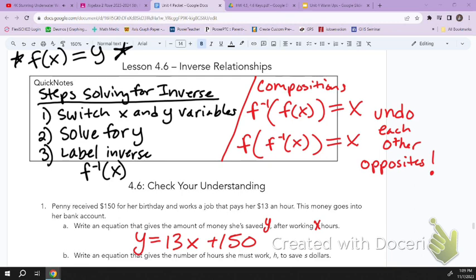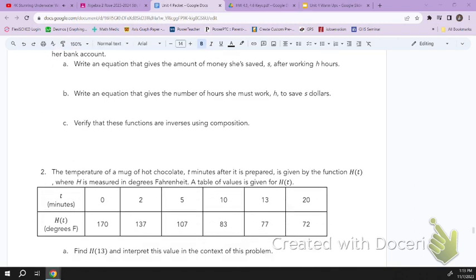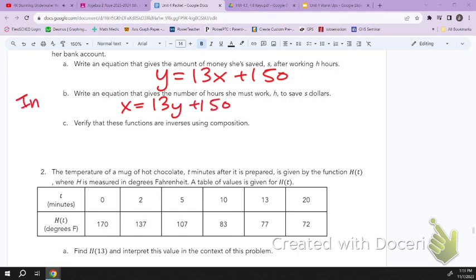In part B, we're going to write the inverse of this. So I'm going to scroll up a little bit. In part B, we're going to write the inverse of this. So x equals 13y plus 150. Yep, so we're going to flip it. Again, in part B, we're going to solve for the inverse.